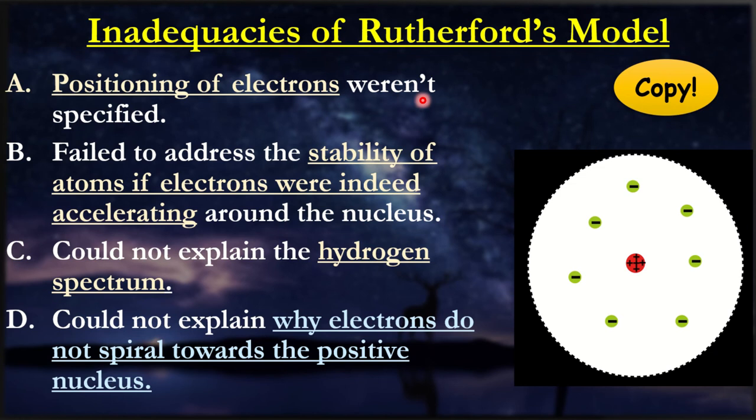Okay, so before we go on to that, let's just quickly recap on the inadequacies of Rutherford's model. Firstly, position of the electrons weren't specified. That's no good. B, address the stability of the atoms if electrons were indeed accelerating. Didn't do that. Again, that's something to look into. And then next one, not explain the hydrogen spectra. And D, didn't explain why the electrons didn't spiral into the nucleus.